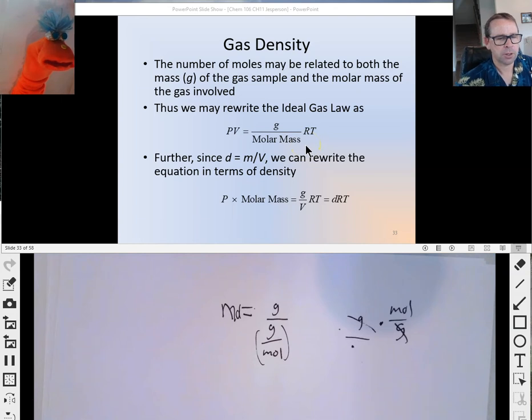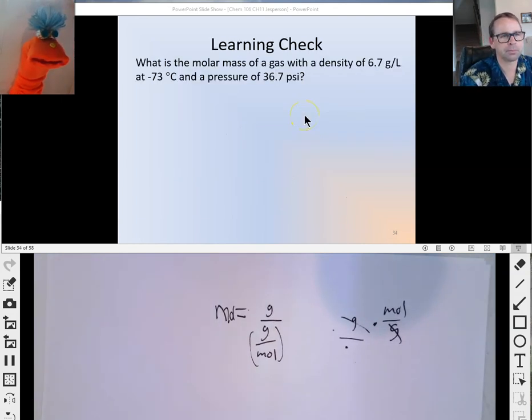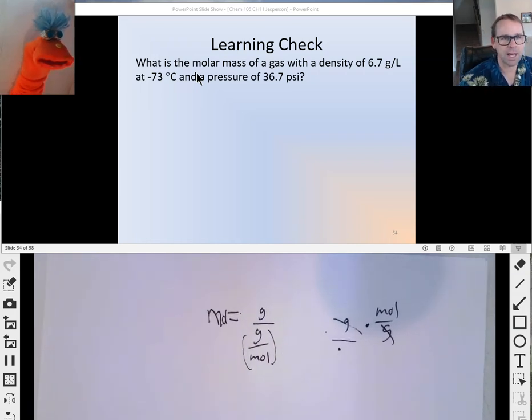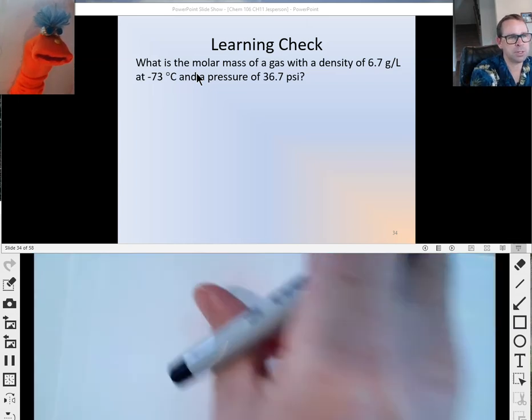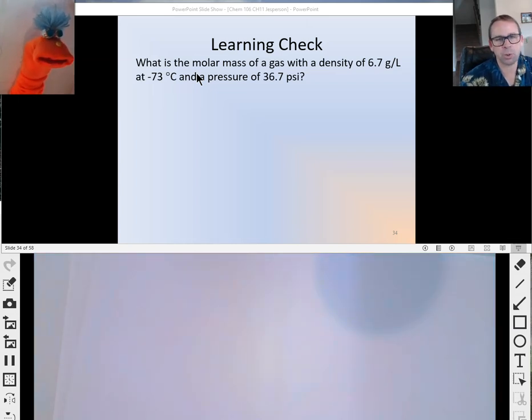Okay, very good. So what we do want to use this equation for is to find the molar mass of a gas. So in this scenario here, we can say, what is the molar mass of a gas which has the density of 6.7 at negative 73 degrees Celsius and at a pressure of 36.7 psi? Psi is another expression of pressure. So what's the molar mass?